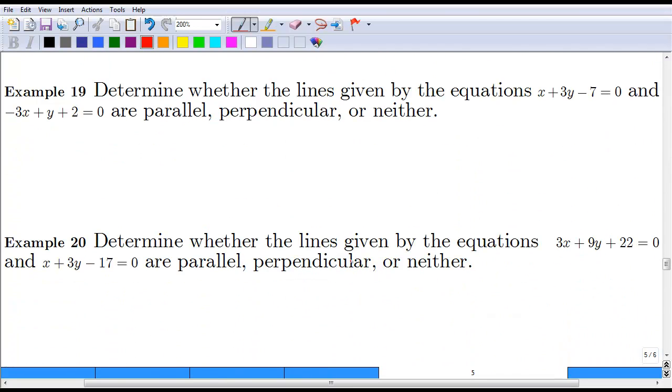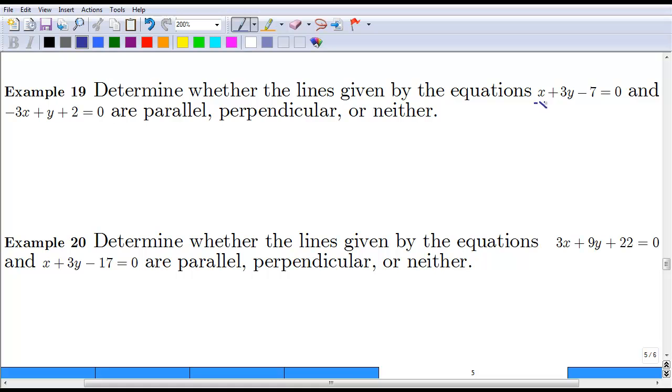Now, if we want to deal with lines that are not horizontal or vertical, again, we need to follow those other definitions. In these first examples, we just want to determine whether or not the given equations are parallel, perpendicular, or neither, because they can cross at other angles than 90 degrees. We're going to look at this first equation and put it in slope-intercept form, because essentially what we're interested in is the slope.